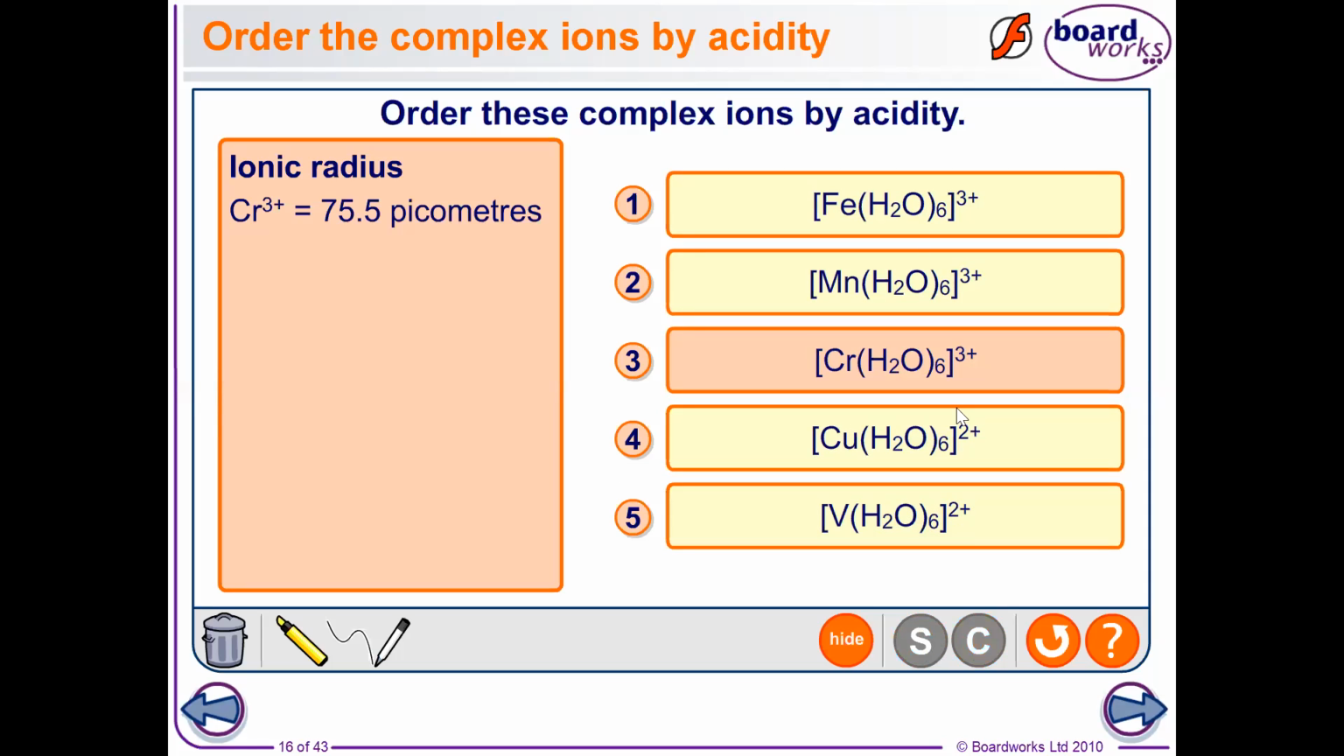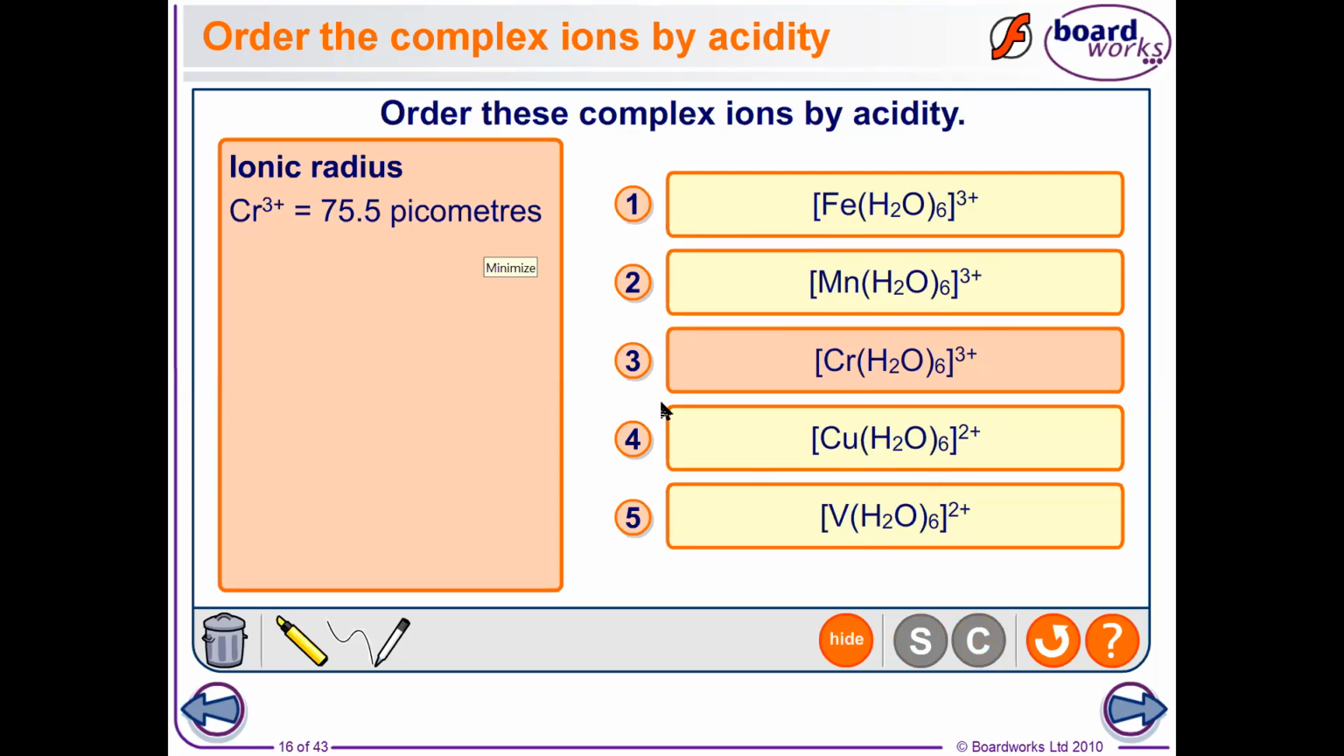That is right. So the most acidic is the iron aqua complex, 3 plus, followed by the manganese aqua complex, then chromium aqua complex, then copper aqua complex, and last is the vanadium aqua complex.